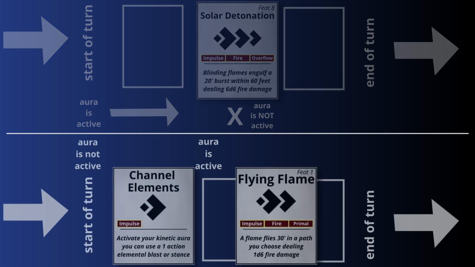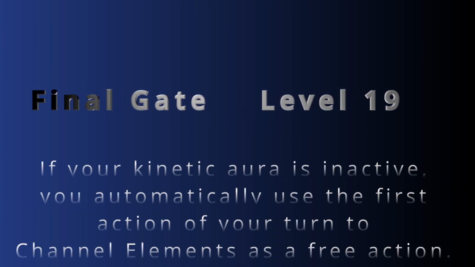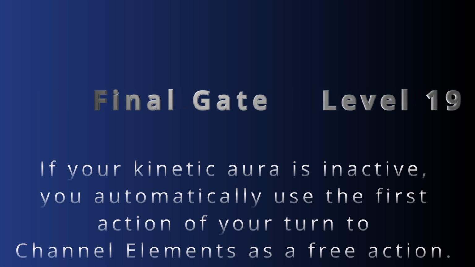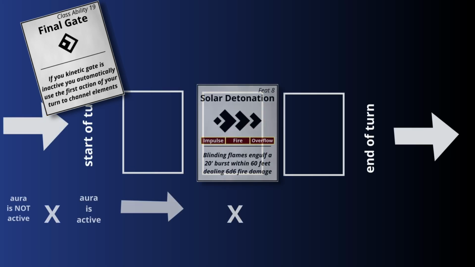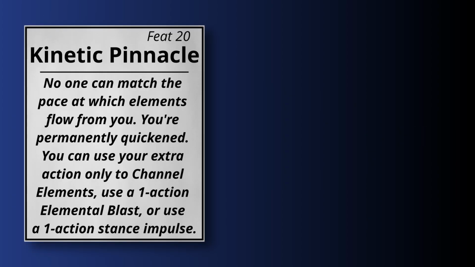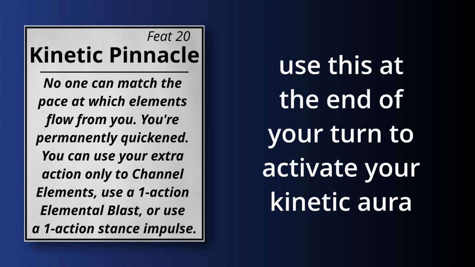kinds of rounds. At level 19 with Final Gate, the class feature, you have a free action that can be used to channel elements at the start of your turn. This allows you to use 3-action overflow impulses each round and get a single action elemental blast with it. However, even with Final Gate, since the free action is at the start of your turn, you still can't keep your aura active when your turn ends. That is until level 20 if you take the Kinetic Pinnacle feat, the class feat, and use your quickened action to channel elements again. But you have to wait till level 20 to pull that maneuver off.